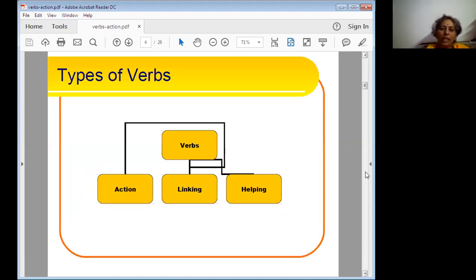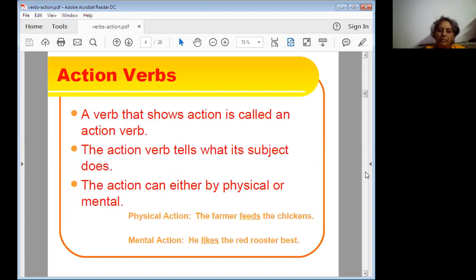Now you see the types of verbs. Do you know how many types of verbs there are? There are three types of verbs: action verb, linking verb, and helping verb. A verb that shows action is called an action verb. The action verb tells what its subject does. The action can be either physical or mental. See the example below.